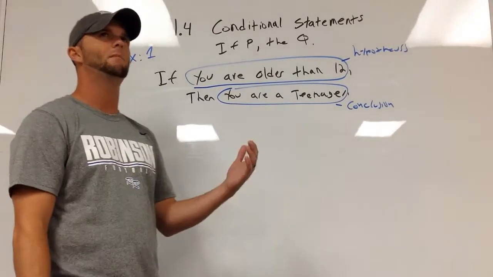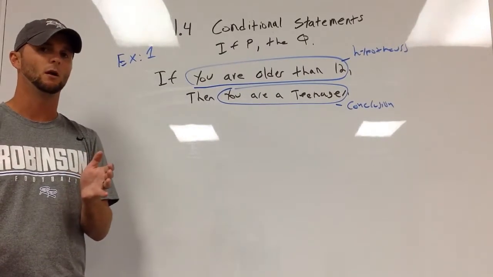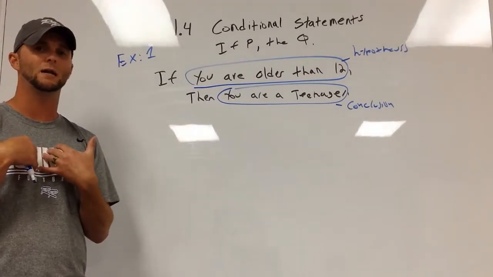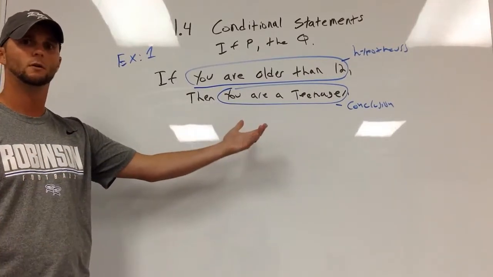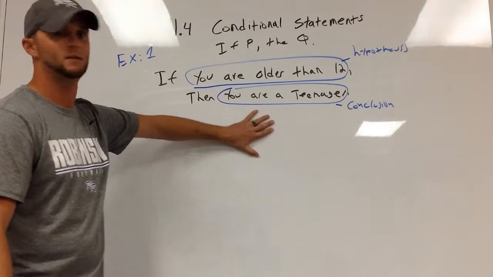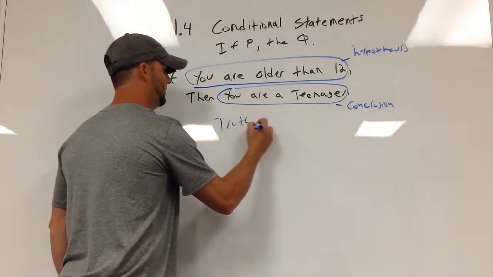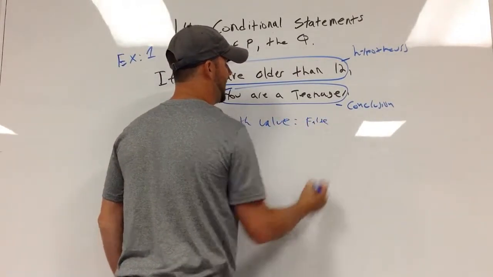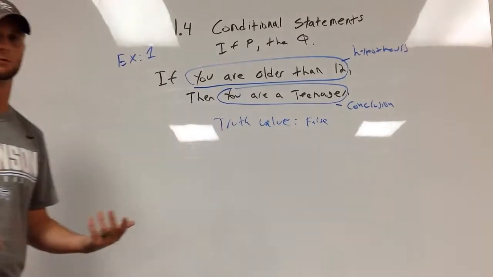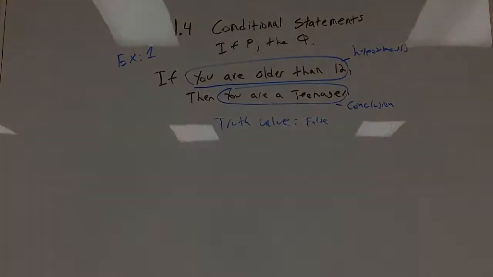So let's think. If I'm older than 12, 13 through 19 would make me a teenager, but technically I'm 29 years old and I'm older than 12 years old. So then that makes this not true. The truth value is going to be false because I'm 29 and I'm older than 12. So then that makes sense there. So that's your hypothesis and that's your conclusion.